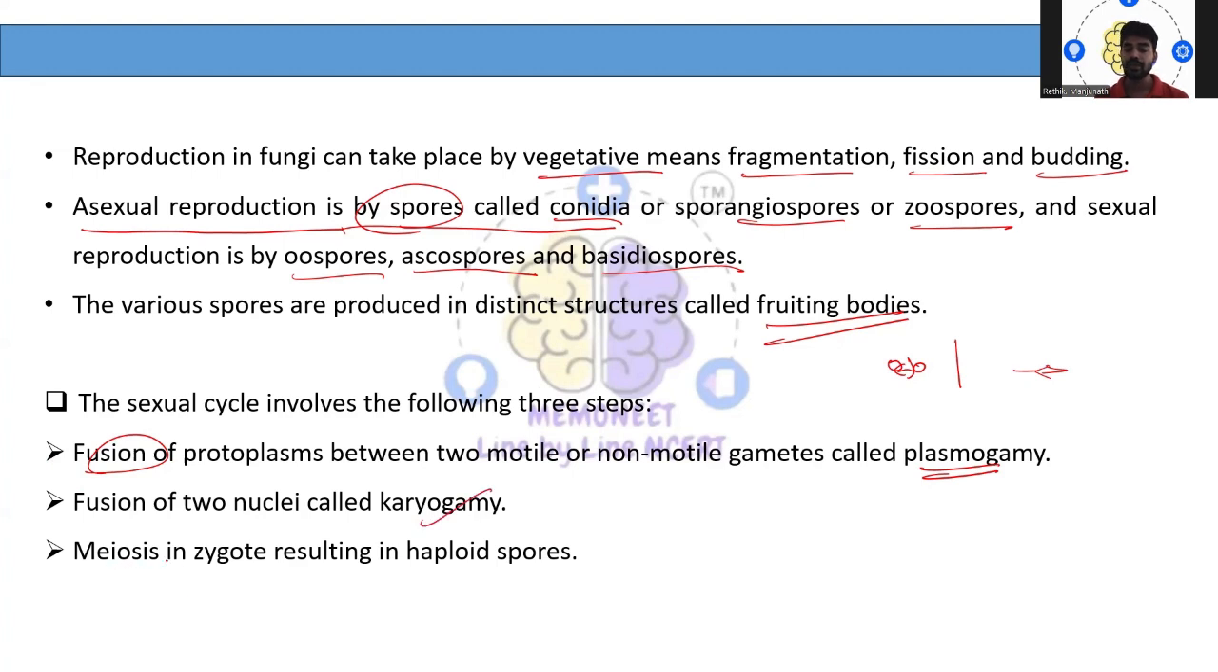Then meiosis in the zygote, resulting in haploid spores. So first, there will be a fusion between two motile or non-motile gametes, which is called plasmogamy. When the fusion happens, the nuclei present get fused, which is called karyogamy. After the zygote formation, meiosis will happen, which results in the haploid spores. So this is the sexual cycle that is involved in the fungi.